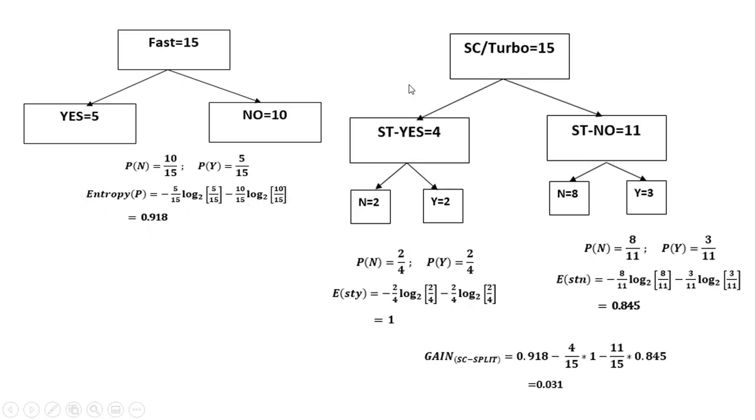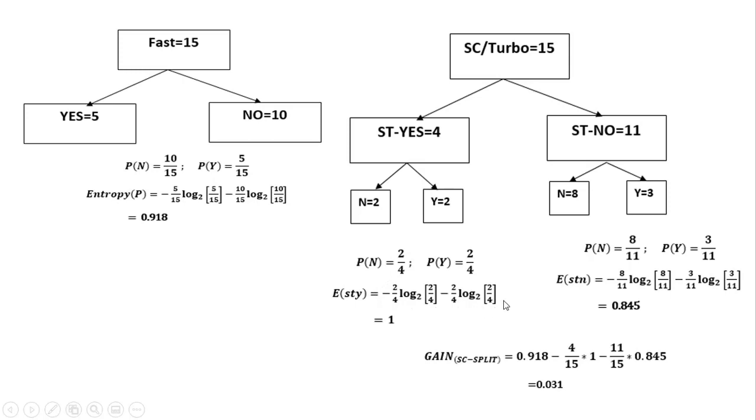Similarly for the other attributes. Four cars have AC turbo and 11 cars do not have AC turbo. Out of the 4 cars with AC turbo, in 2 cases the car does not go fast and in 2 cases the car goes fast. Similarly, of the 11 cars without AC turbo, 3 times the car is classified as a fast-going car. We found the entropy using this formula.